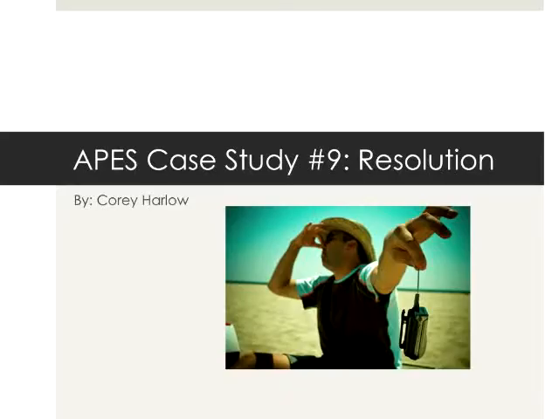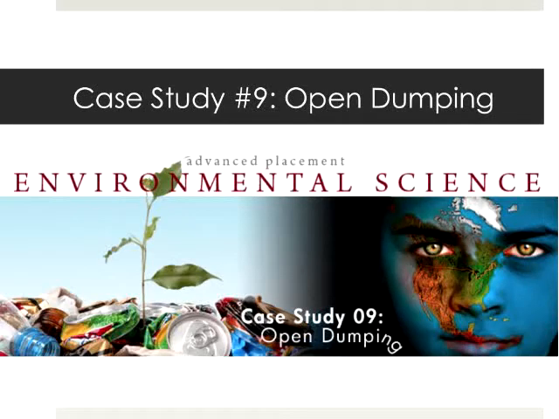Recording started. This is going to be AP Environmental Science, case study number 9, resolution by Corey Harlow. So first let's talk about what case study number 9 is. It's called open dumping. It's all about the problems that come about from open dumping and how it affects the environment. It proposes resolutions on how to better handle open dumping in ways that we can better secure our environment.